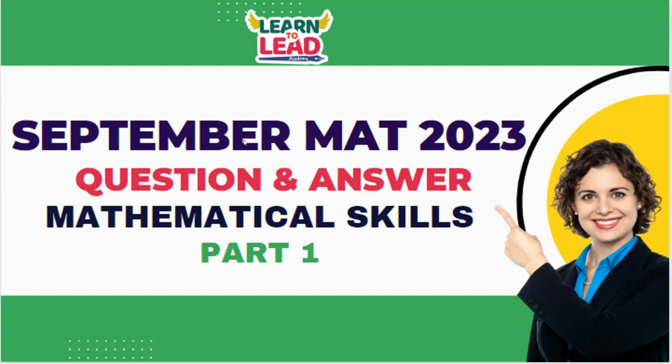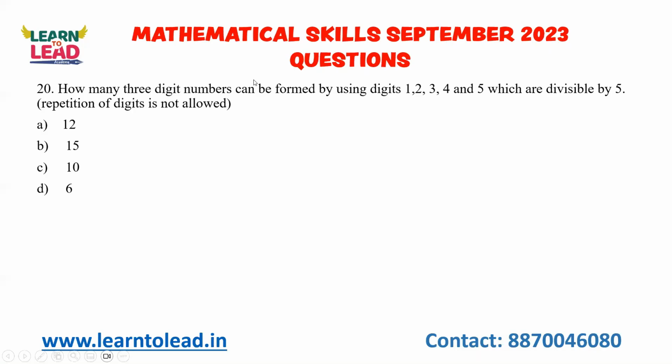Now, let us see the first question. How many 3-digit numbers can be formed using the digits 1, 2, 3, 4, 5, which are divisible by 5, where repetition of digits is not allowed? See, this is a question based on permutation and combination.